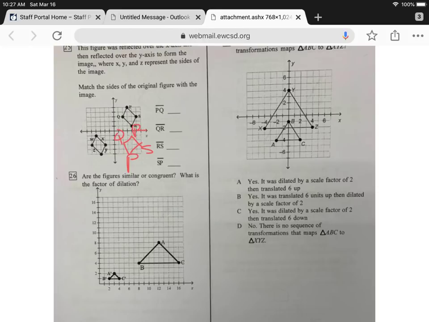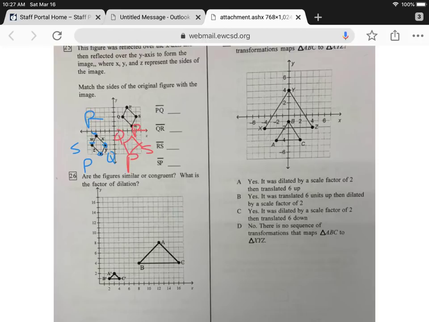Then it says it was reflected over the y-axis. So let me use a different color. And that's where this ended up. It ended up flipping over to this side. So if I was flipping that over the y-axis, this would actually be Q. This would help you guys. This is P, right? This is reflected, so this is S over here, and on this side, this is R, okay? So seeing that and labeling it should really help you in understanding what you're looking at.